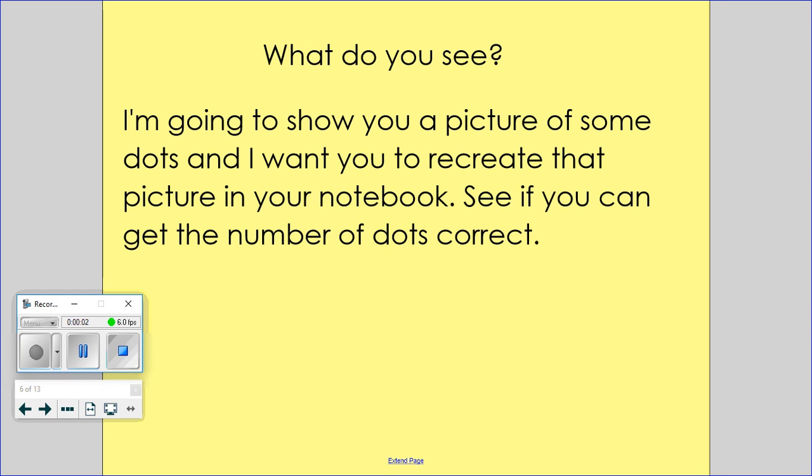So today, to get started, we're going to be looking at pictures of dots. I'm only going to show you that picture for a few seconds. I want you just to look at it, and then see if you can recreate that picture in your notebook and get the number of dots correct. It's kind of like math, and it's using what we've been talking about: your brain likes groups. Some of these dots are going to be groups, and some of them are not. We're going to see which one's easier for you to remember.